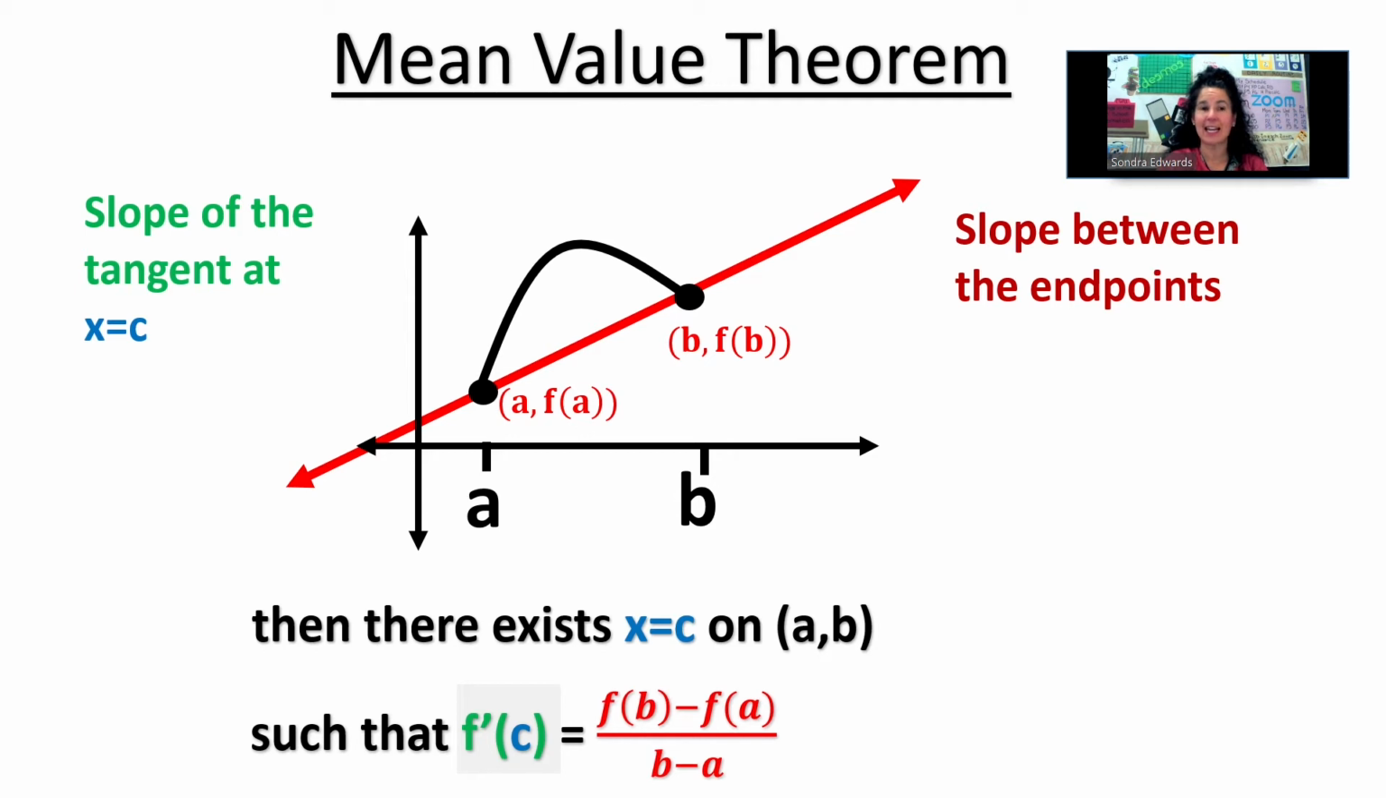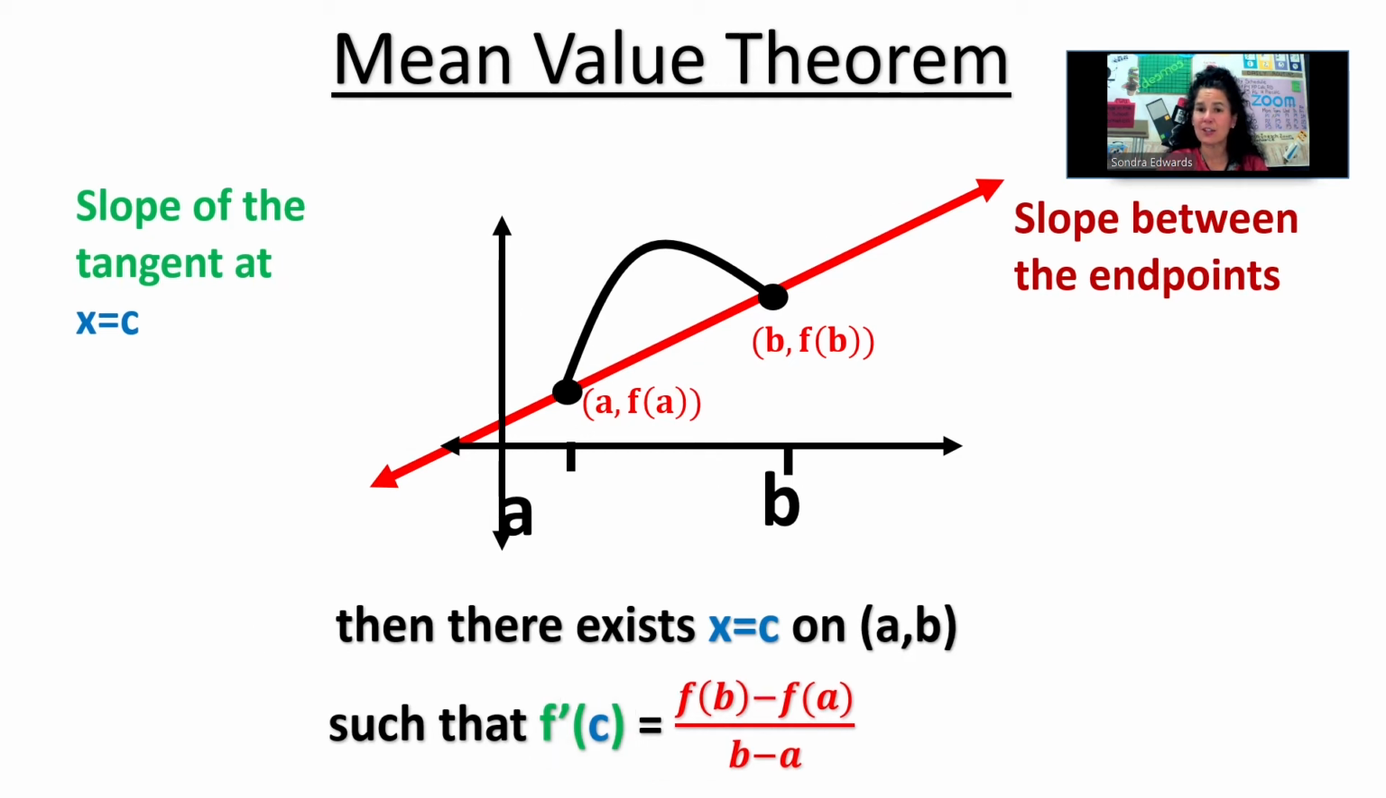Slope of the tangent at x equals c. All right, so if these two things are equal to each other, when two lines have equivalent slopes, then those lines are parallel. So I'm going to draw in a line parallel to this slope between the endpoints, and we're just going to keep on moving it until we're tangent to the function. So right there, see how right there we're going to call that c, the slope of the tangent at x equals c is equal to the slope between the endpoints.